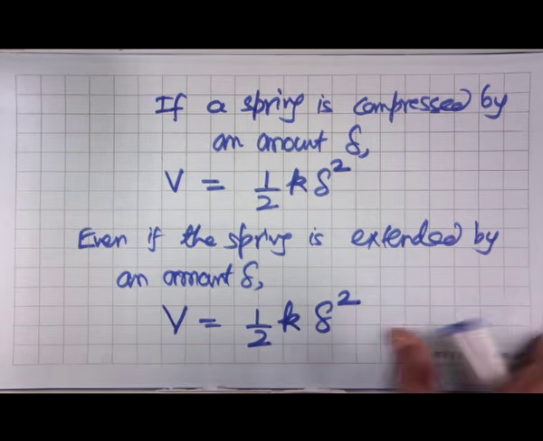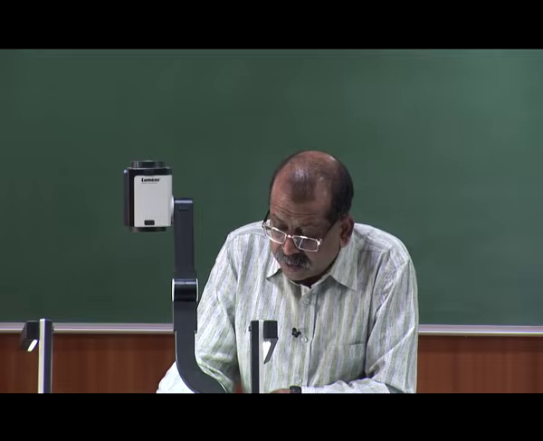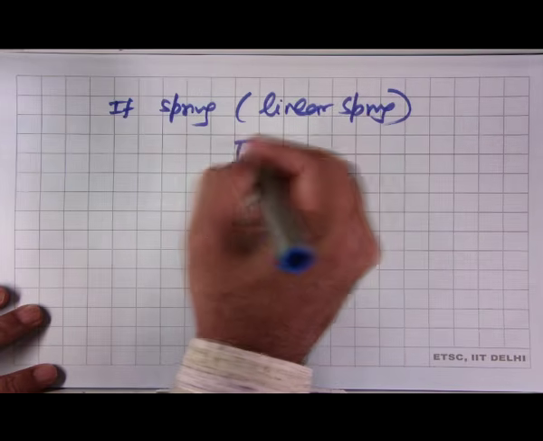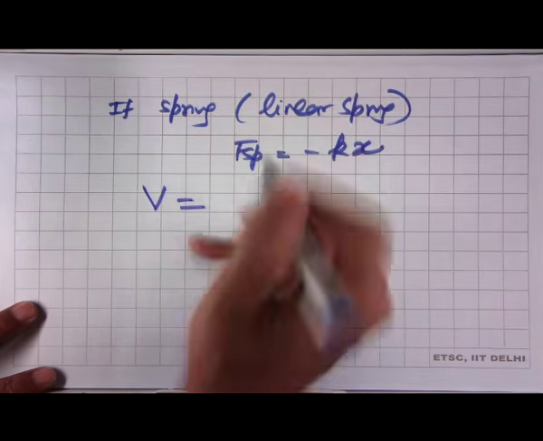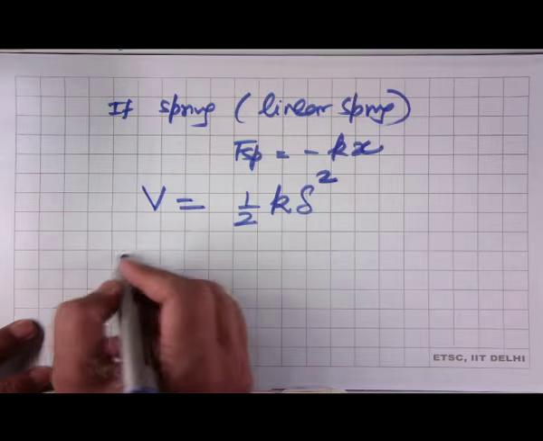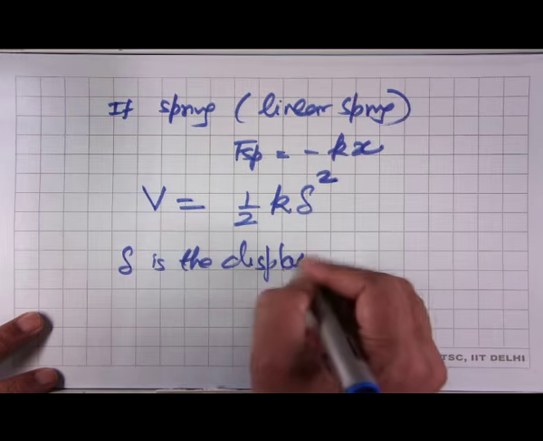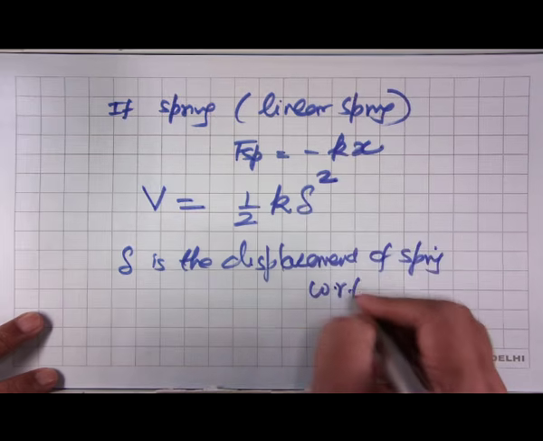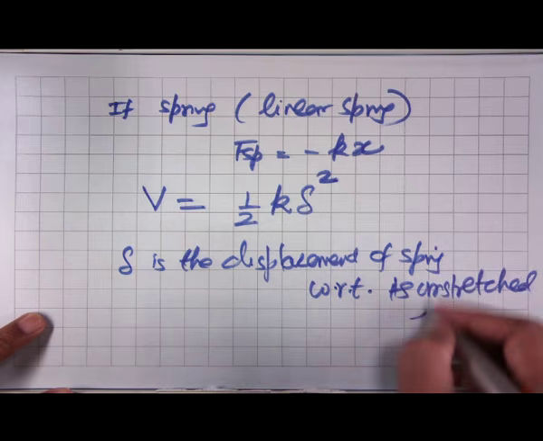So, what we can say is, if we have a spring, we can call it a linear spring. By linear spring we mean the force due to the spring is equal to minus kx. Then the potential energy corresponding to this spring can be written as half k delta square, where delta is the displacement of the spring with respect to its unstretched length.